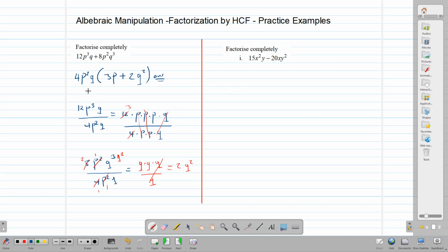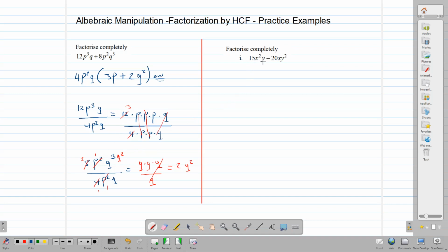As you practice and work these questions out, you will get better at doing the division. And after much practice, you will not need to write it down as I'm writing it now. But if you're new to this, then I'm suggesting that you write it out and cancel it out so that you can see it for yourself.